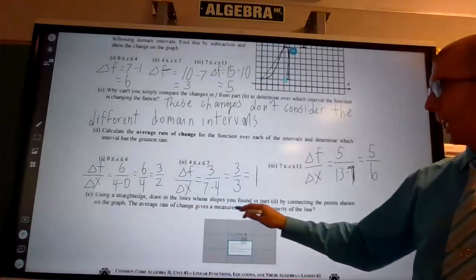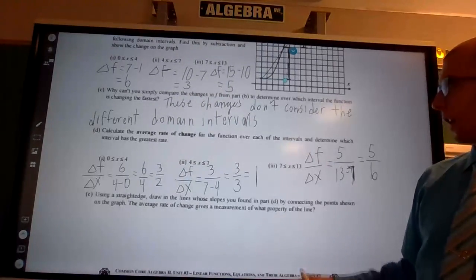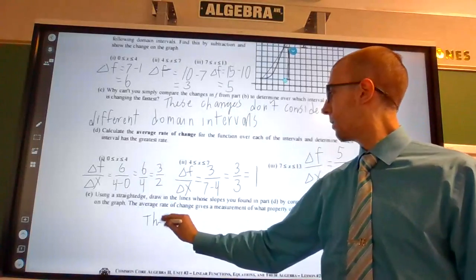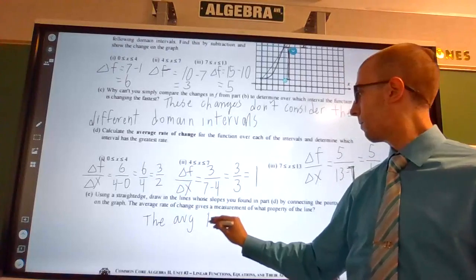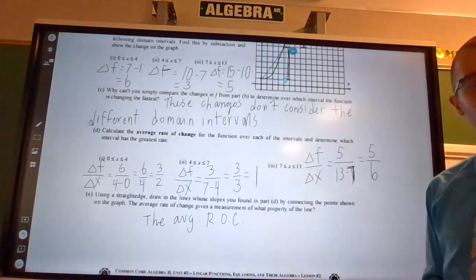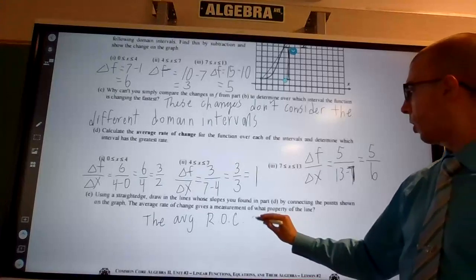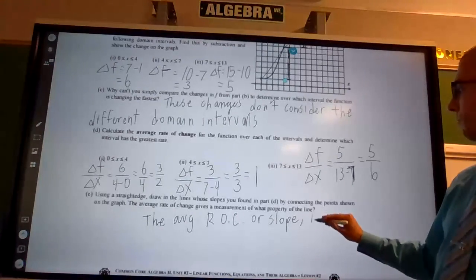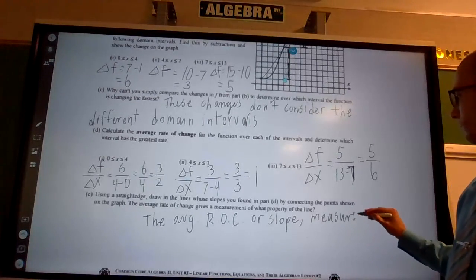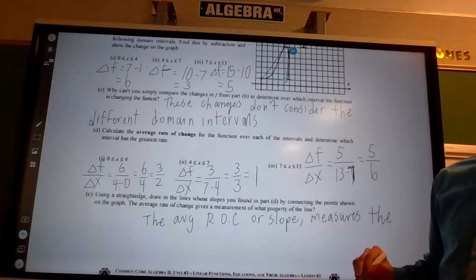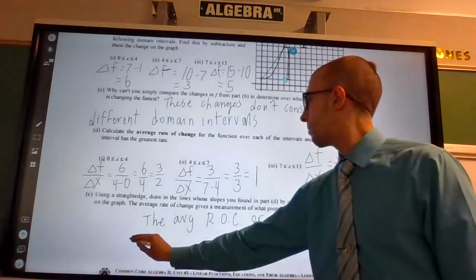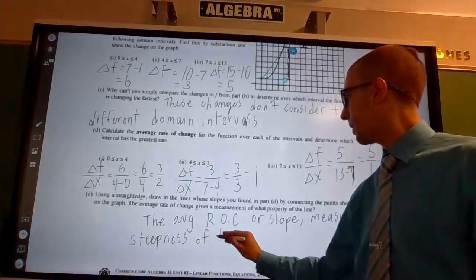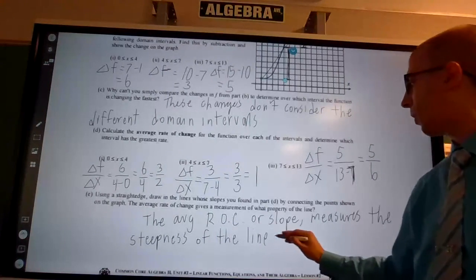Okay, so just to wrap that up, the average rate of change, again, it mentioned that that's the slope of the line. So the average rate of change, the average ROC, or slope, measures the steepness of the line connecting the 2 points.